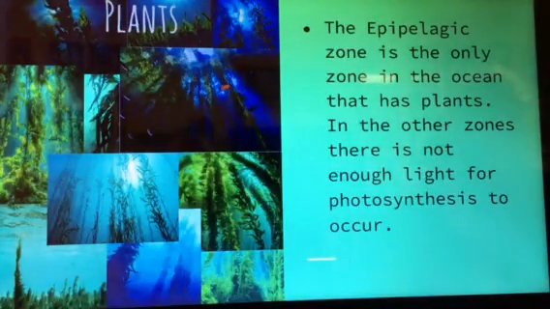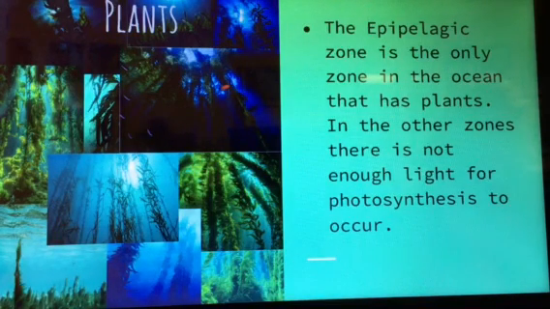Plants are only found in the epipelagic zone due to the sunlight. Algae is a type of aquatic organism that can photosynthesize sunlight. Algae, like kelp, are called seaweed. Another plant in the epipelagic zone is phytoplankton. Through photosynthesis, phytoplankton are responsible for almost half the oxygen released into the Earth's atmosphere and are a basis of the ocean's food web.